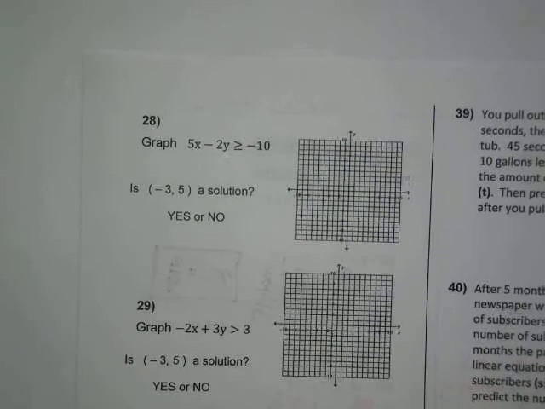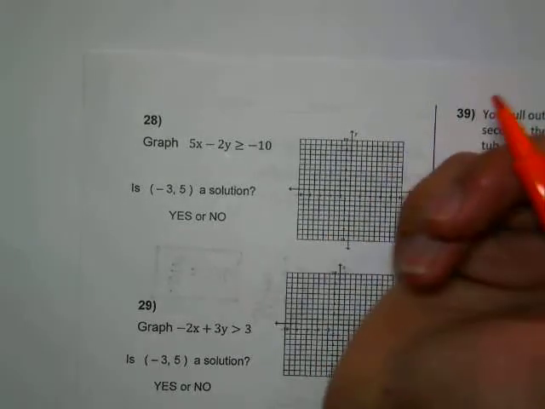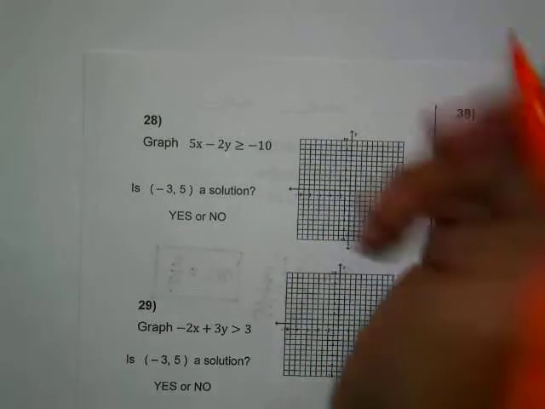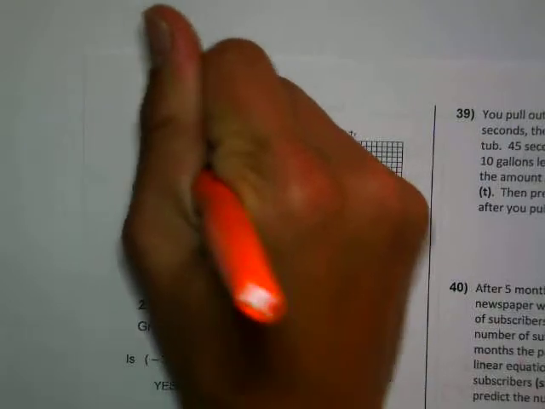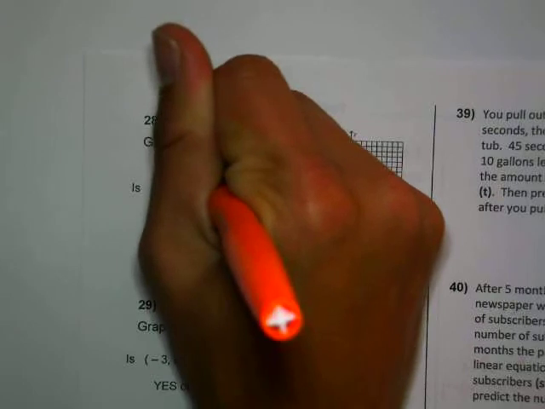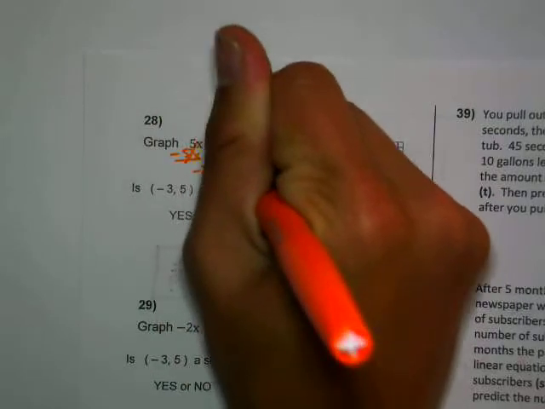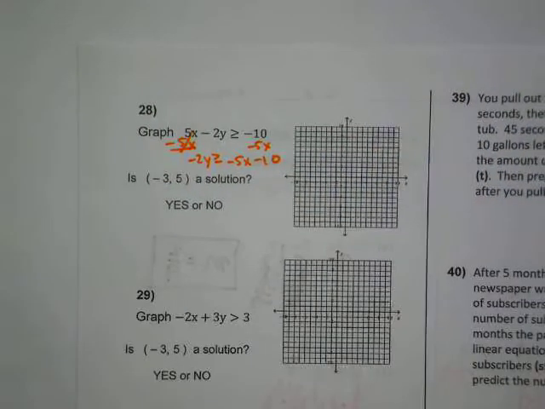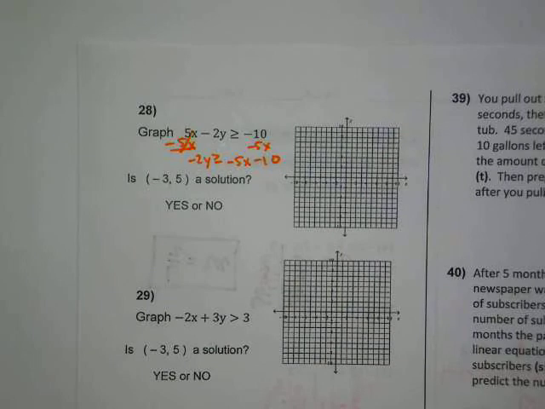So on 28, graph 5x minus 2y is greater than or equal to negative 10. All right, you have to solve for y. So minus 5x, minus 5x. Negative 2y is greater than or equal to negative 5x minus 10. So yes, this one is on your quiz.